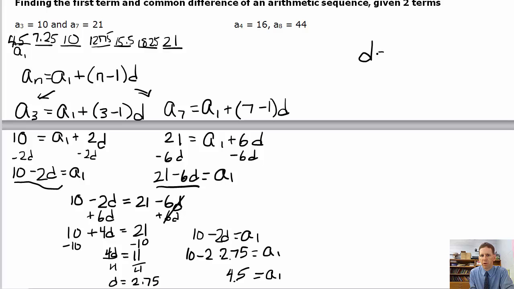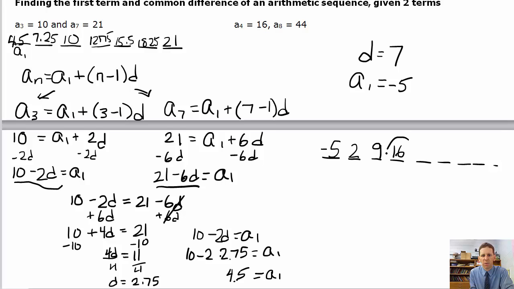d in this problem ends up being really nice. It ends up being 7. a sub 1 in this problem ends up being negative 5. And the problem checks because if you look at the first 8 terms, if the first term is negative 5 and you go up by 7s, you should end up with negative 5, 2, 9, 16 for your fourth term, 23, 30, 37, and 44 for your 8th term.